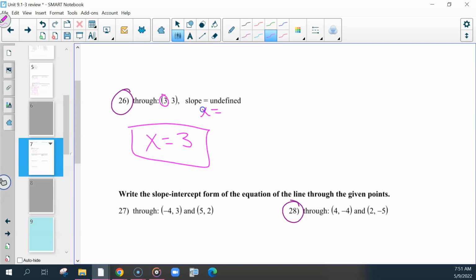So there's no real work for this. You have to know that if your slope is undefined, that's an x equals, and look at your number. Same thing for the opposite. If it says slope is 0, that would be a y equals, and you would look at your y value. Questions on this?